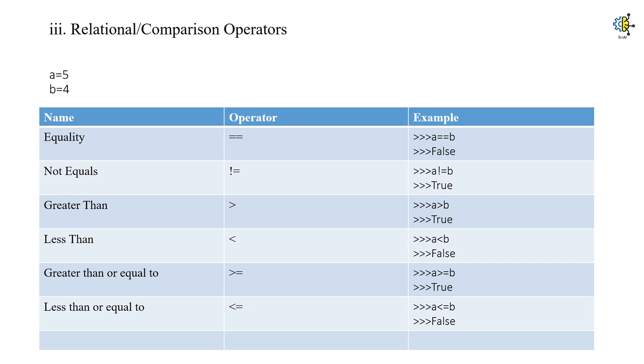The greater than or equal to operator simply checks if the left-hand variable value is greater than or equal to the right-hand variable value. 5 is greater than or equal to 4, which is true. And similarly, the less than or equal to operator will check if the left-hand variable value is less than or equal to the right-hand variable value, which in this case is false because 5 is not less than or equal to 4.